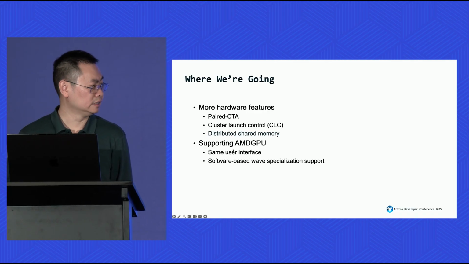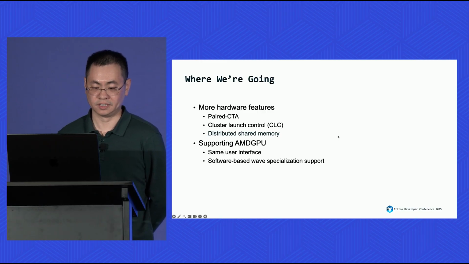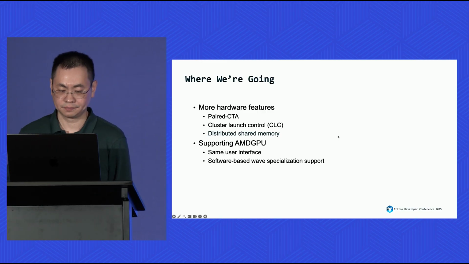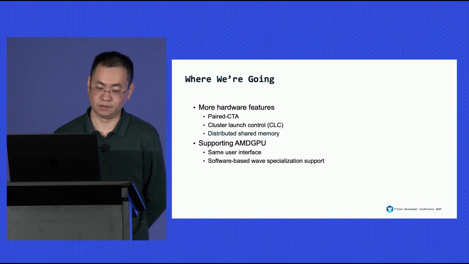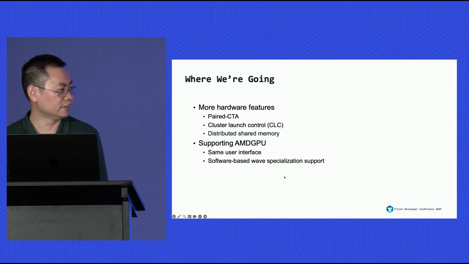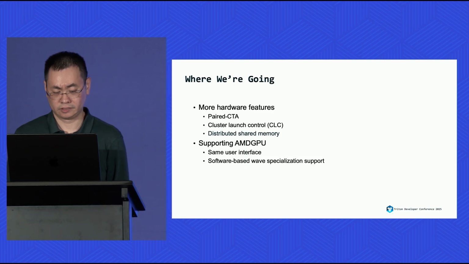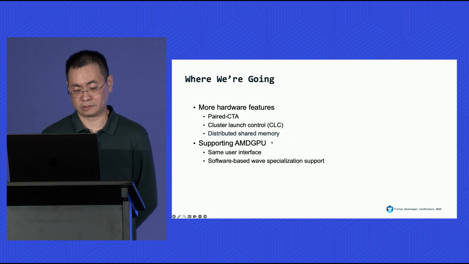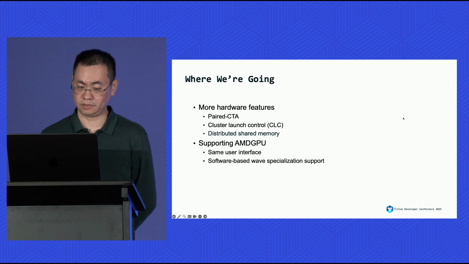And on the AMD GPU path, we are also trying to support users with the same interface. But some of the features are not available on the hardware, for example, the warp specialization support. The hardware does not have very supportive barriers natively, and we are actually implementing it on the software side. But yeah, we are getting there by giving users exactly the same interface on both hardwares.